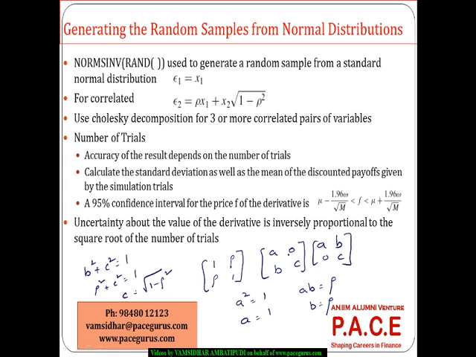Now you look at the triangular matrix. A is 1, this is 0, B has become rho, and this has become square root of 1 minus rho squared. Now that's where we have designed the first one, epsilon 1, we have taken as x1 itself. But epsilon 2 we said rho times x1 plus square root of 1 minus rho squared times x2. The same logic will apply for n number of variables as well.